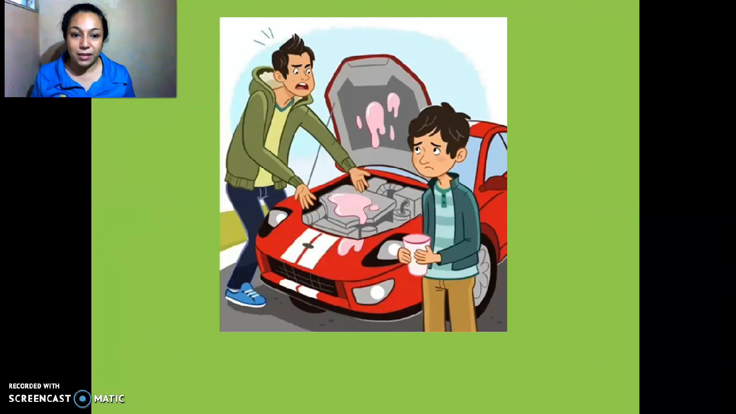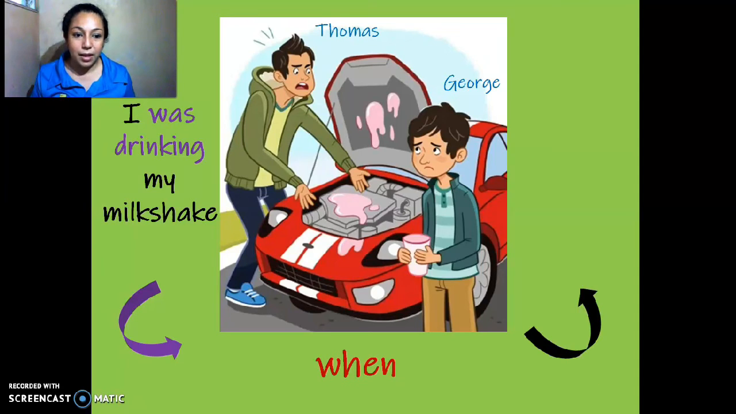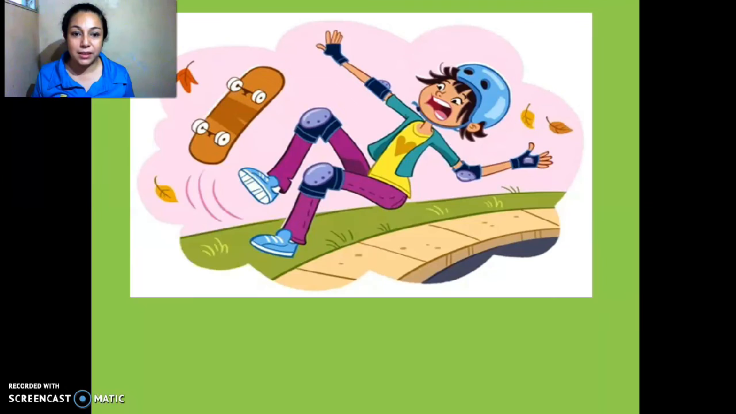Okay, the third example. We have one more time Thomas and George. I was drinking my milkshake. Okay, George was drinking his milkshake when the second action happened, that is, a car hit me. This one is the second action. So that means when a car hit George, this action interrupted the first one, that is, I was drinking my milkshake.